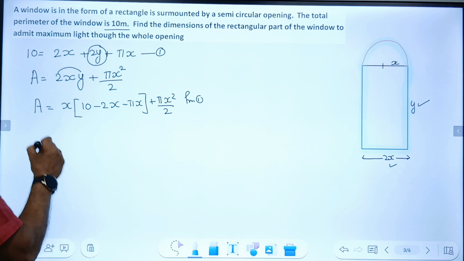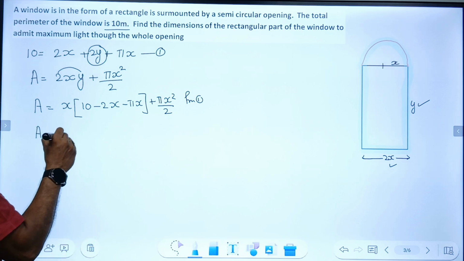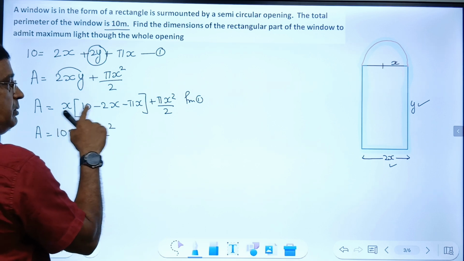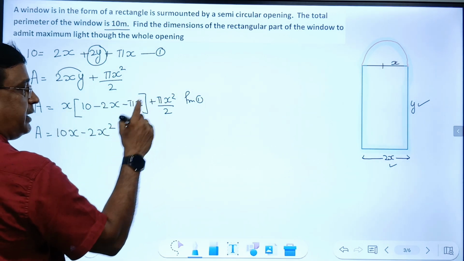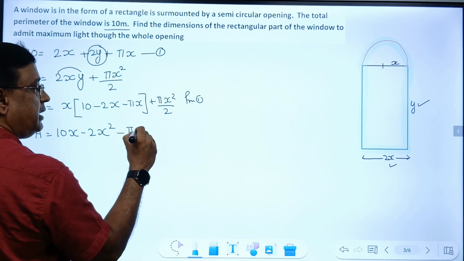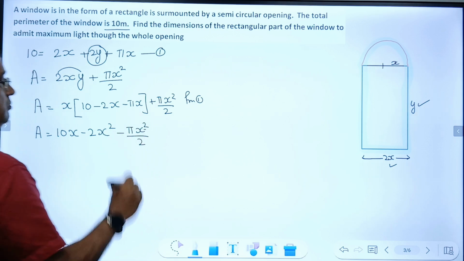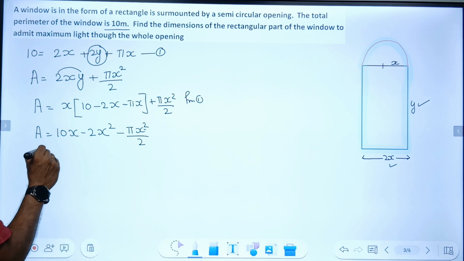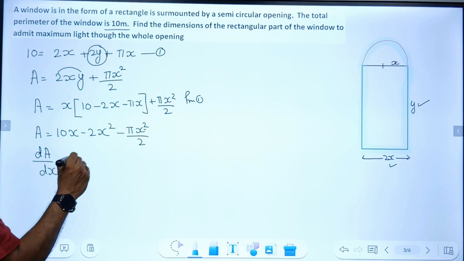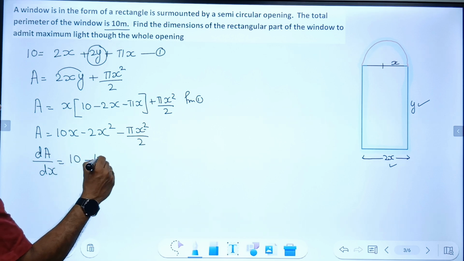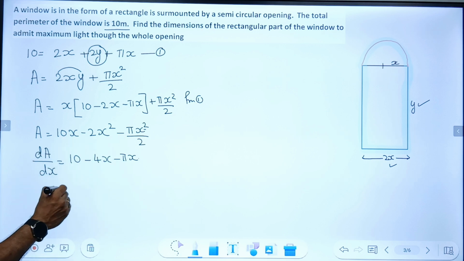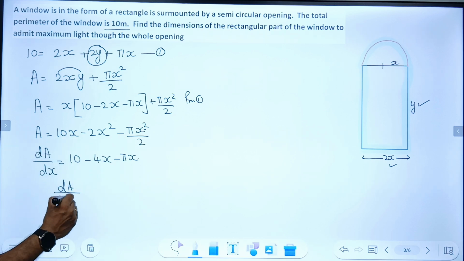Now just open the bracket. So I get 10x minus 2x square minus pi x square plus pi x square by 2, so it will be minus pi x square by 2. Now I can see clearly it has only one variable. As usual, I go for differentiation. So dA by dx will be 10 minus 4x minus pi x. Correct? Now dA by dx is 0.